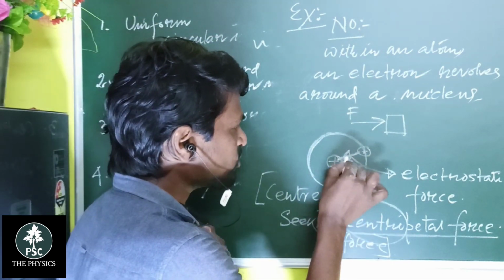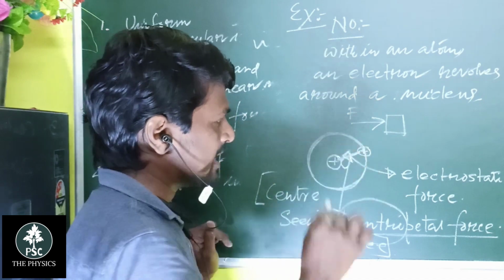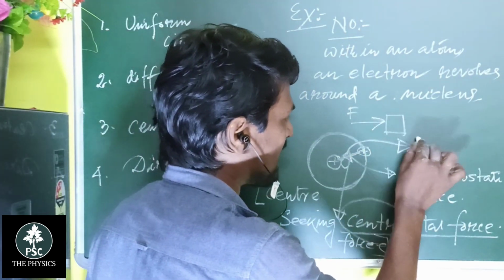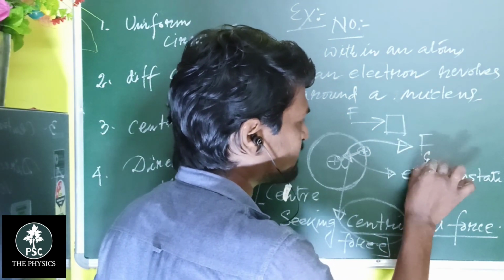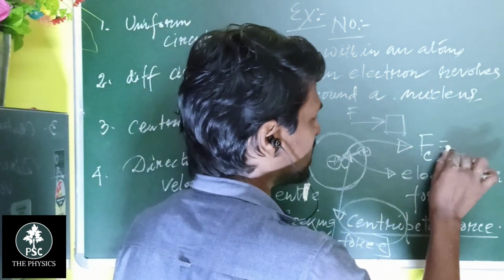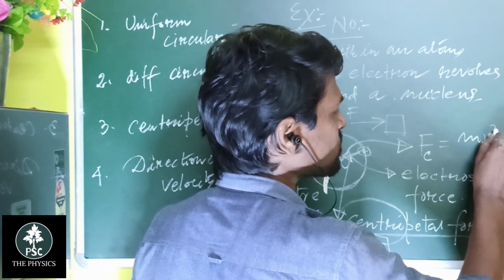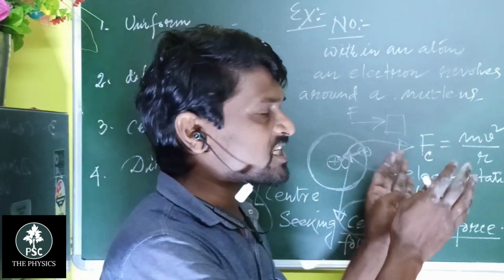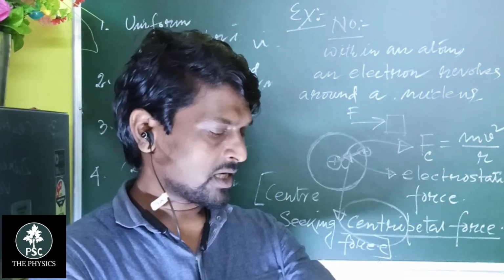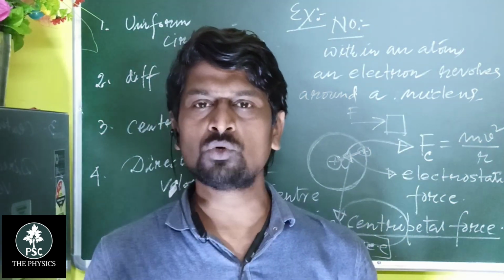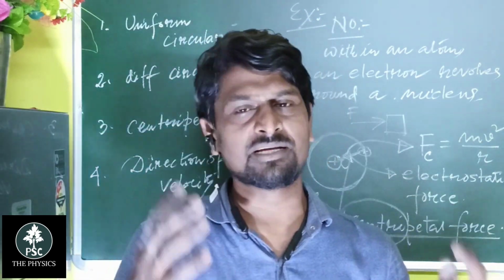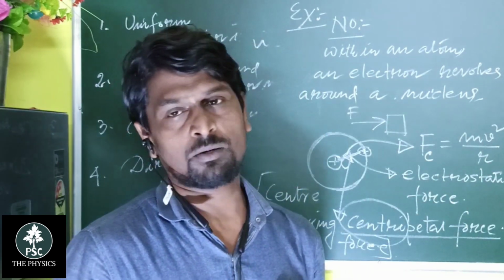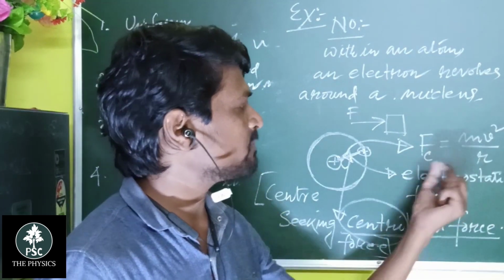So the force acts along the center, and this is called centripetal force. This force Fc, the central force, equals mv square by r. This is the equation. Don't go for the proper explanation of this force. Just as students think about a force when a body is in circular motion, that it requires a particular force. This is called centripetal force, and the expression of the central force is mv square by r.